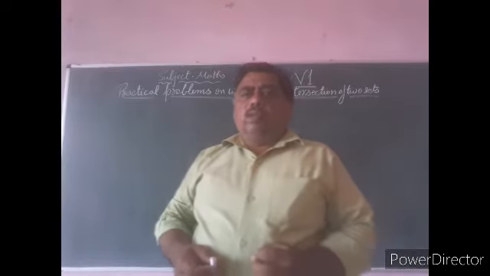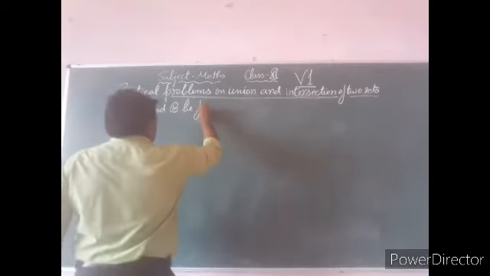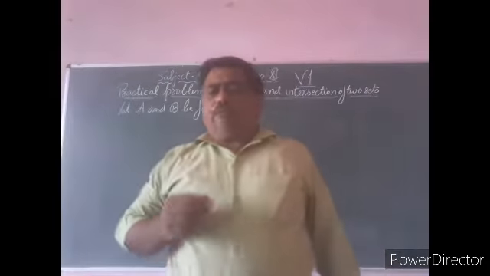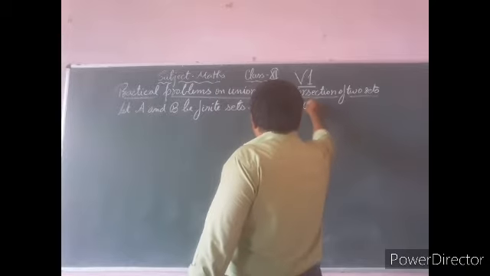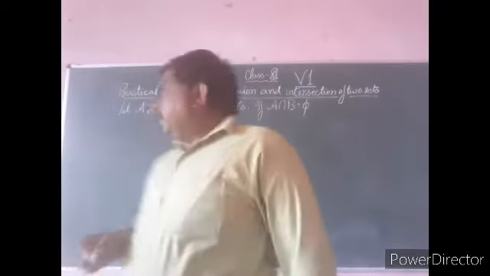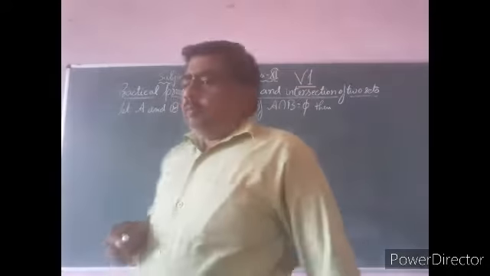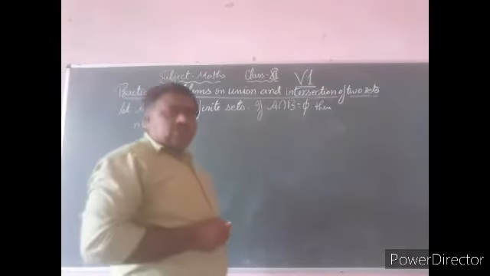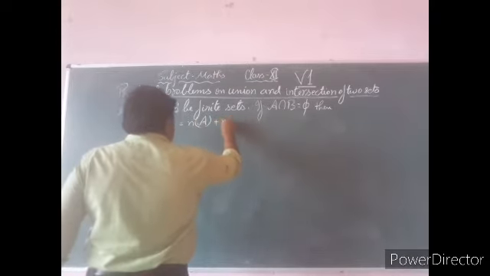Let A and B be finite sets. If A intersection B is empty, then the number of elements in A union B is equal to n(A) plus n(B).